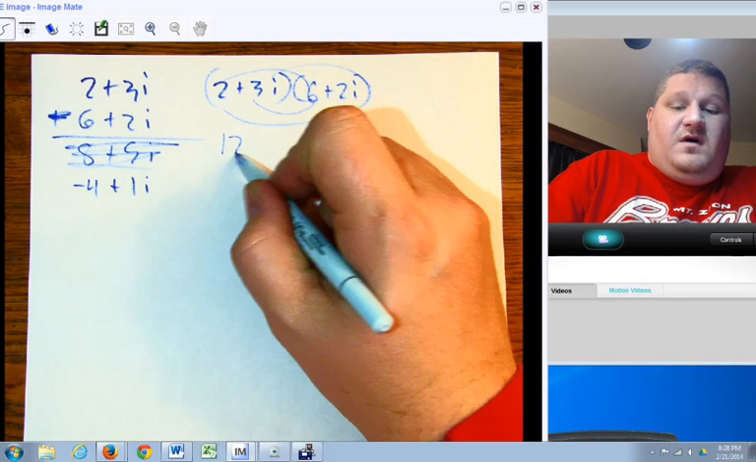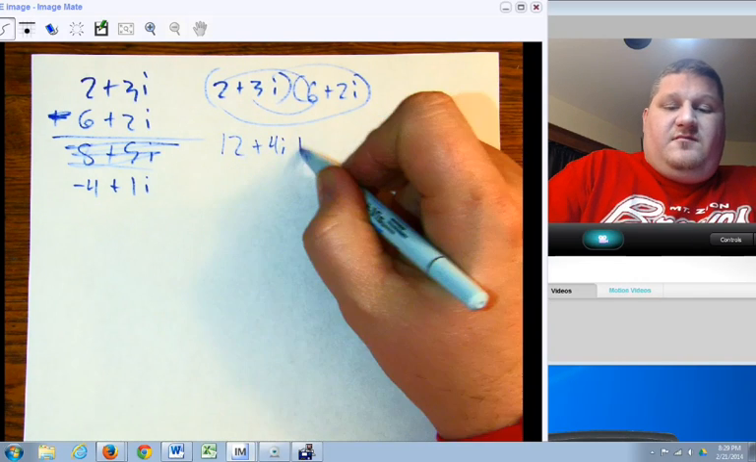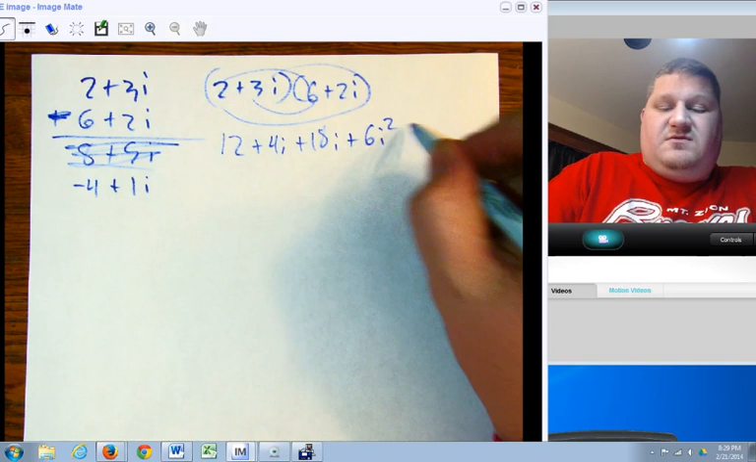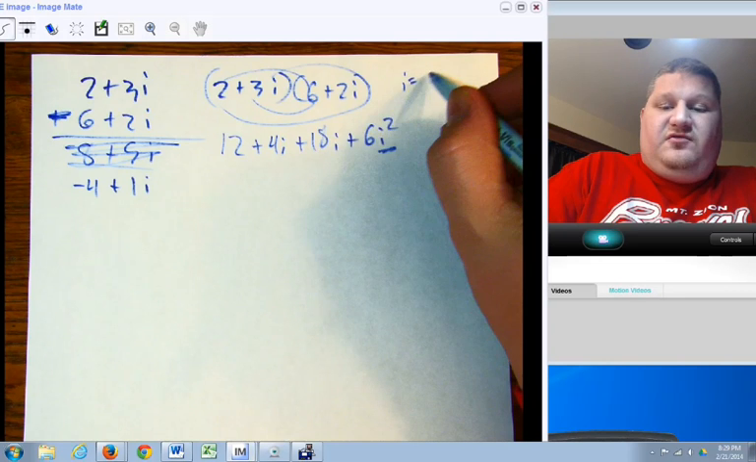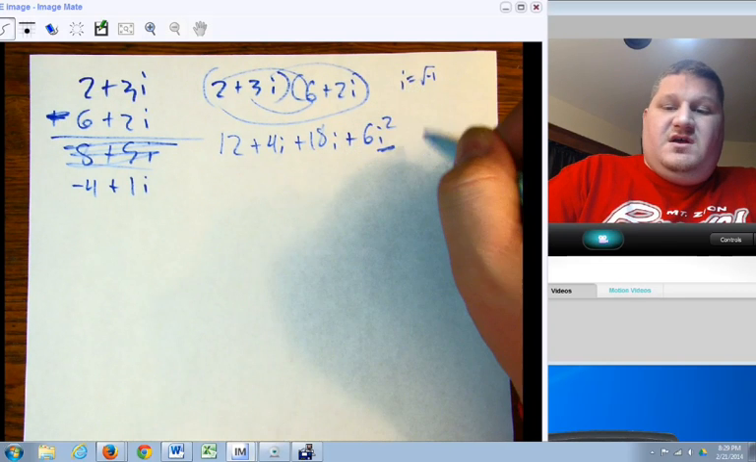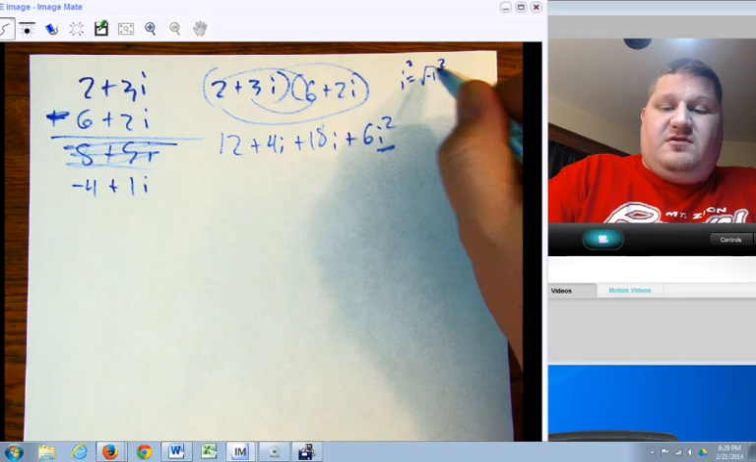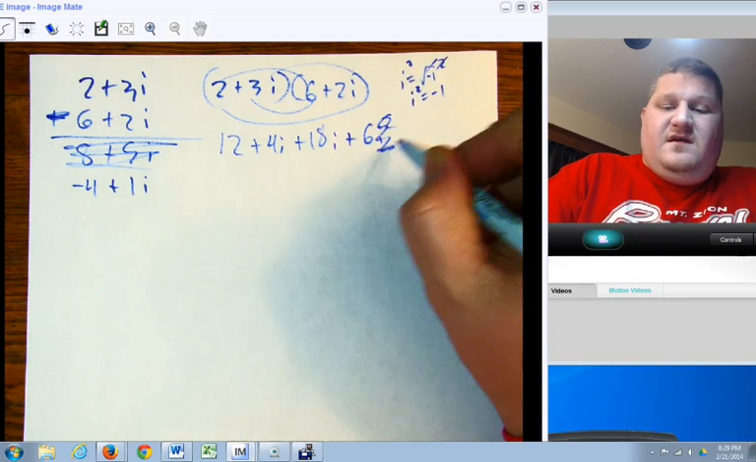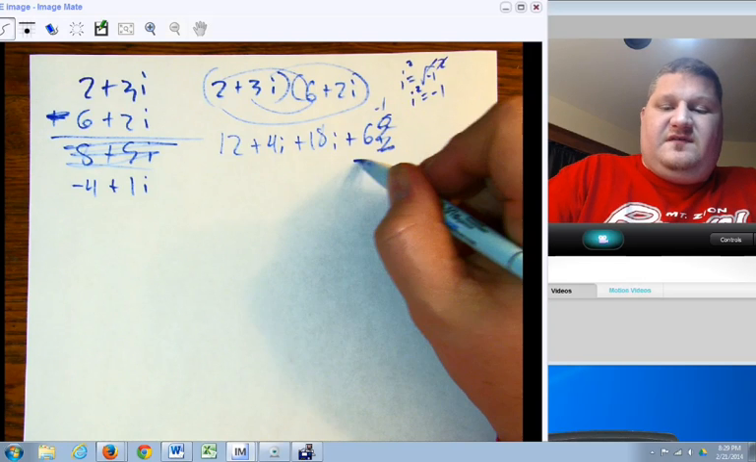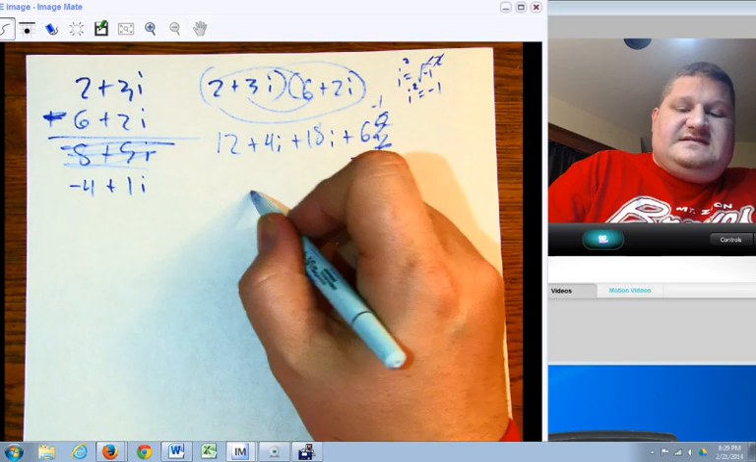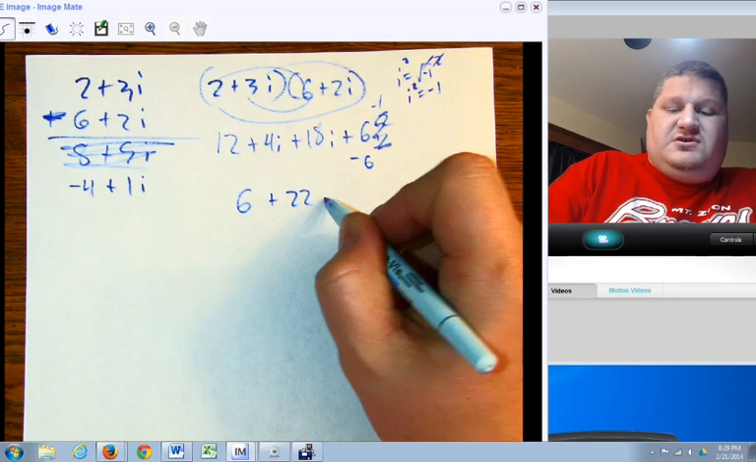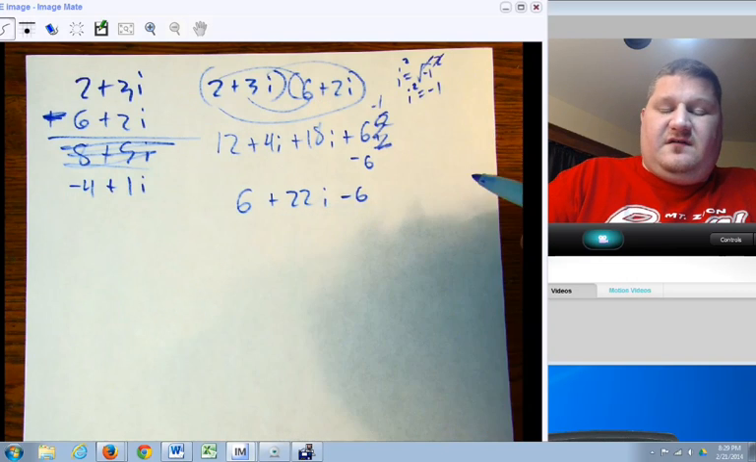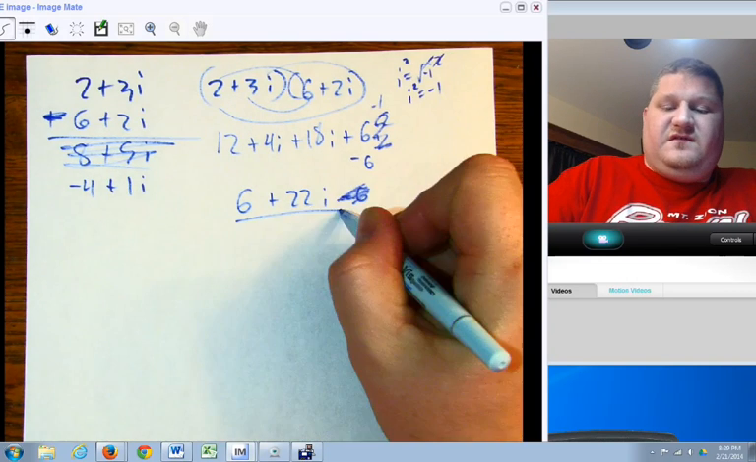So we have 12 plus 4i plus 18i plus 6i squared. Now remember, i equals root negative 1. So i squared would be the square root of negative 1 squared. They cancel. i squared equals negative 1. So that's negative 1, that's negative 6. So I get 6 plus 22i. Minus 6, so yeah, you get 6 plus 22i.